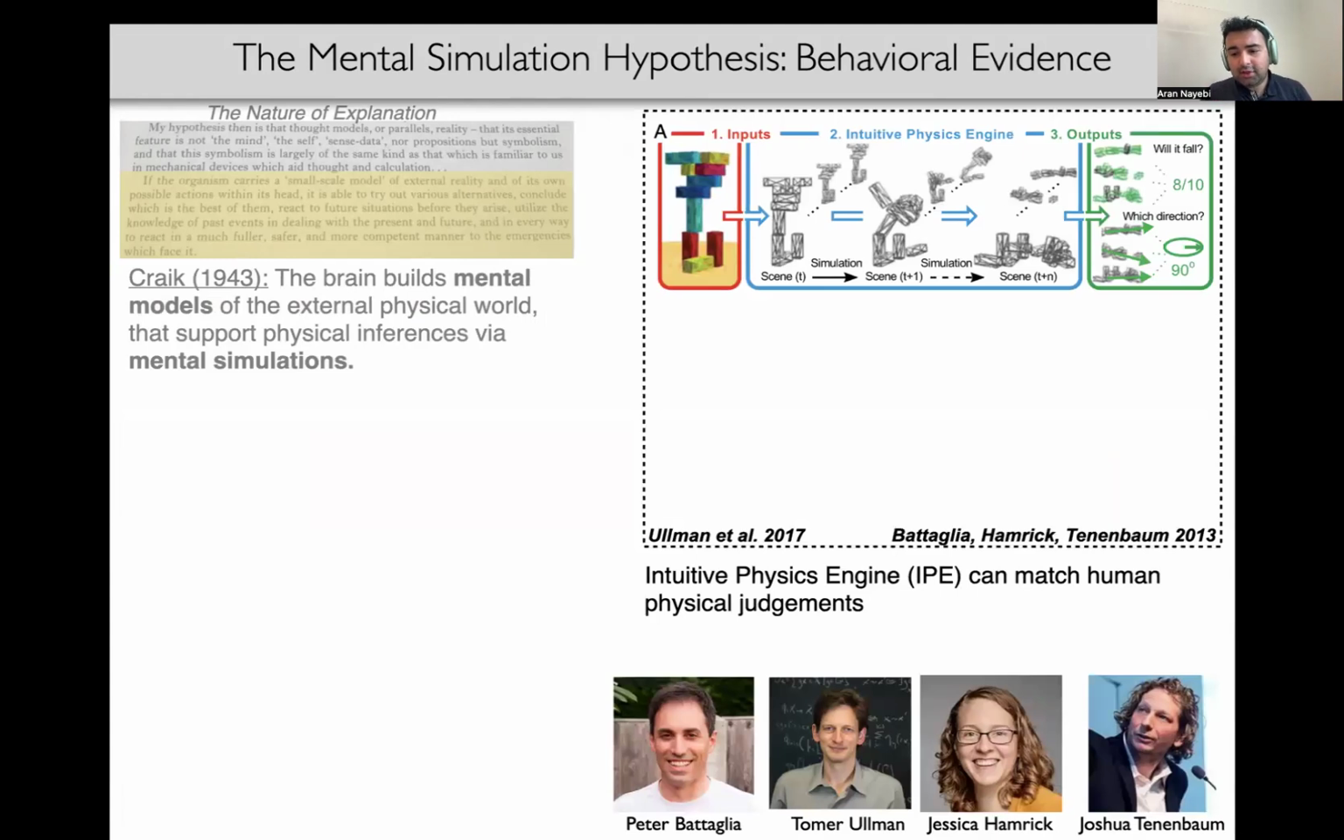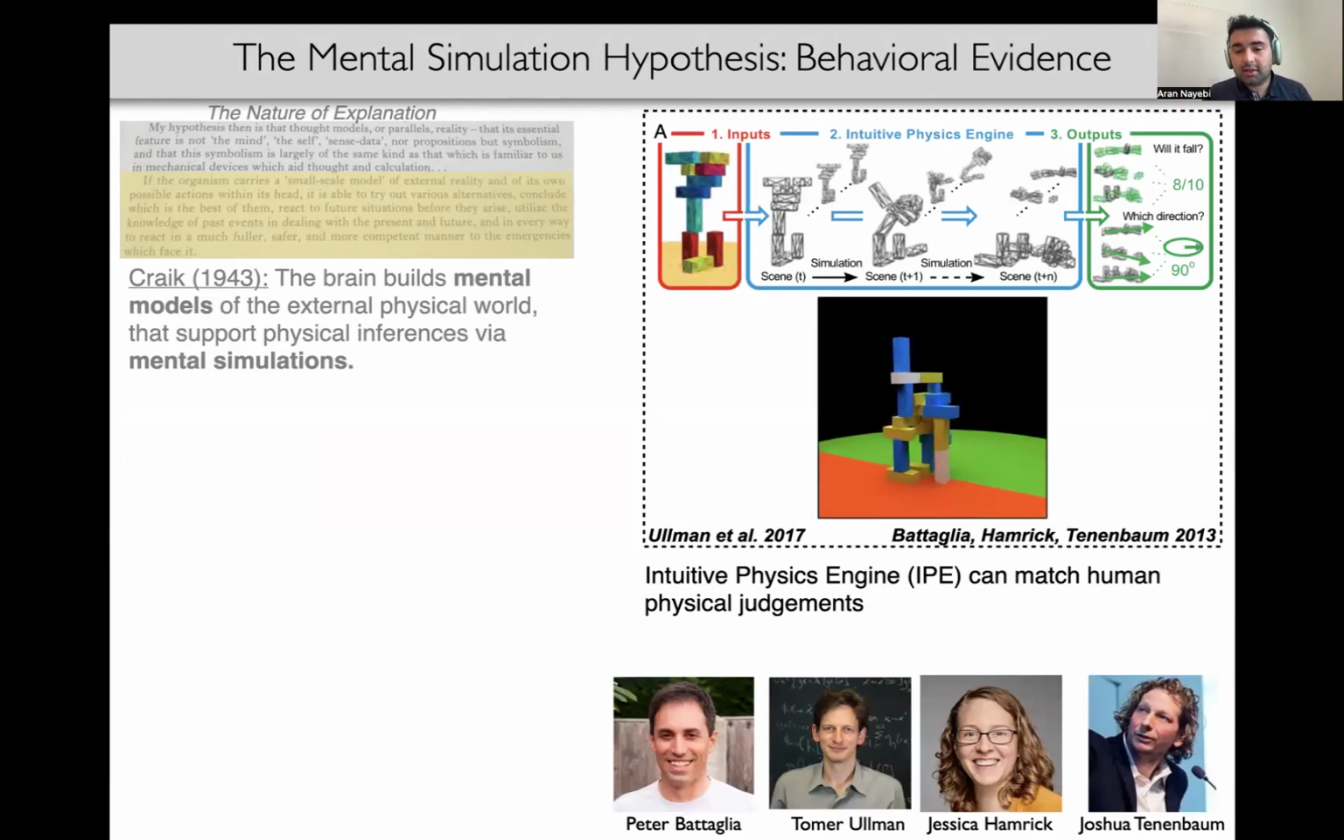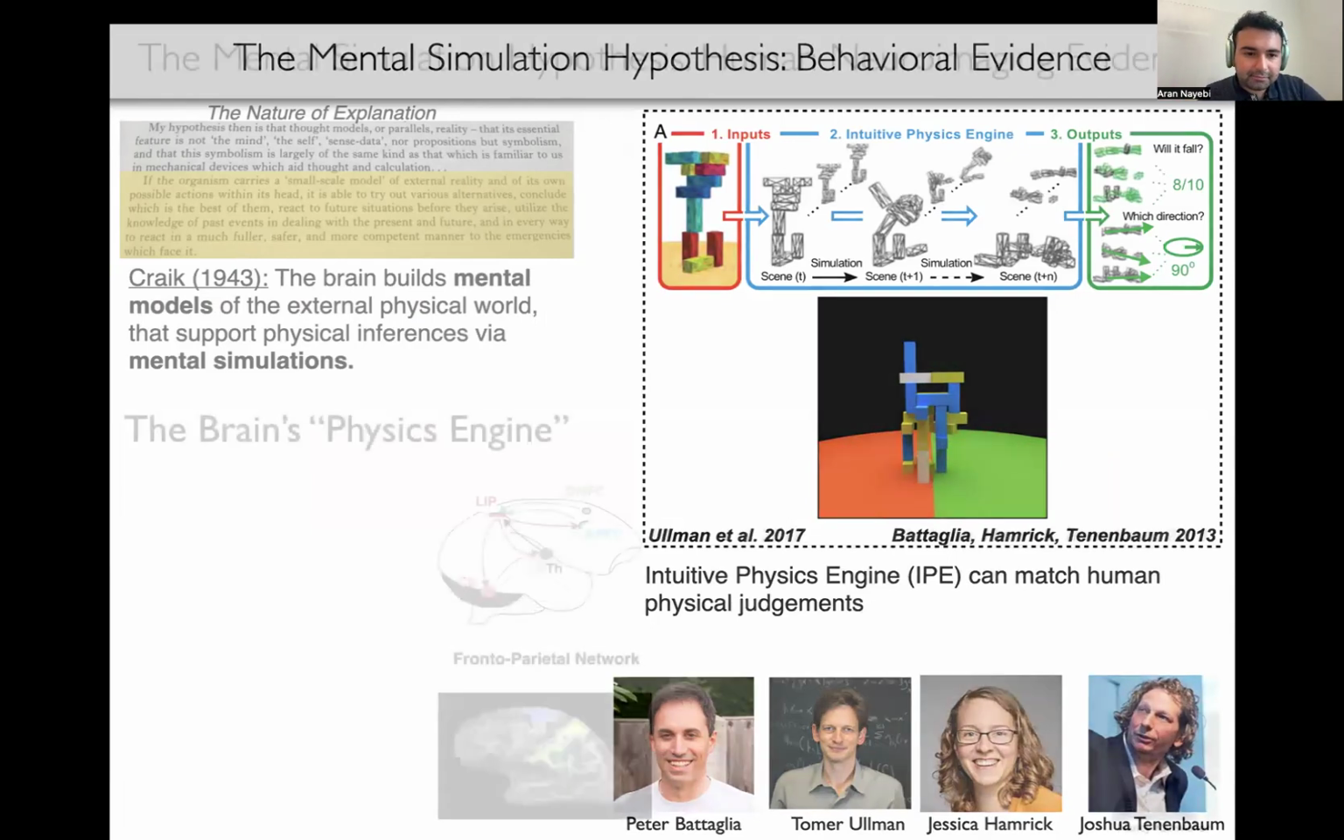So most notably, the work from Josh Tenenbaum's group with the Intuitive Physics Engine, or the IPE, whereby they show that this sort of probabilistic inference engine that resembles the simulator you see in modern video games can match very well human judgments of whether or not this block tower can fall and in what direction. In particular, unlike video game simulators, it models things with uncertainty as well.